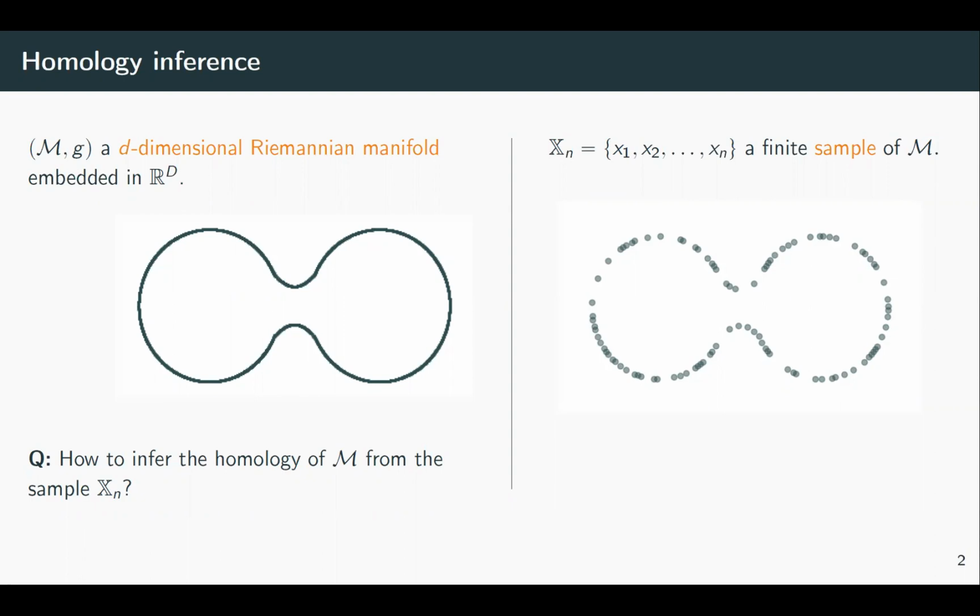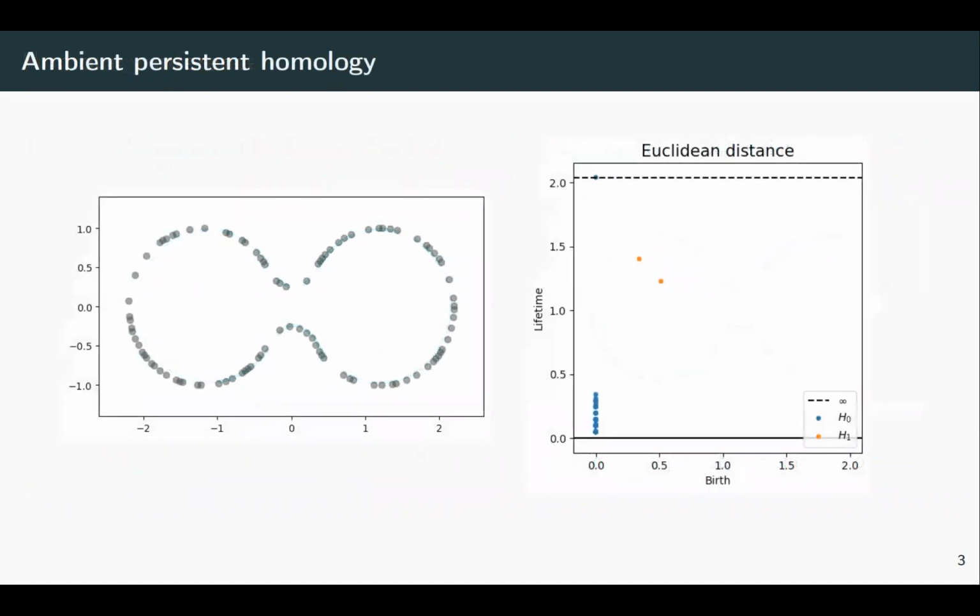If you're following the lectures of Peter Bubenik, perhaps the first answer that you would say is to compute the persistent homology of the sample. So let's try to apply this procedure in this example. This is the kind of output that persistent homology gives you. This is a persistence diagram. Each point in the diagram is a generator in homology. Different colors correspond to different degrees.